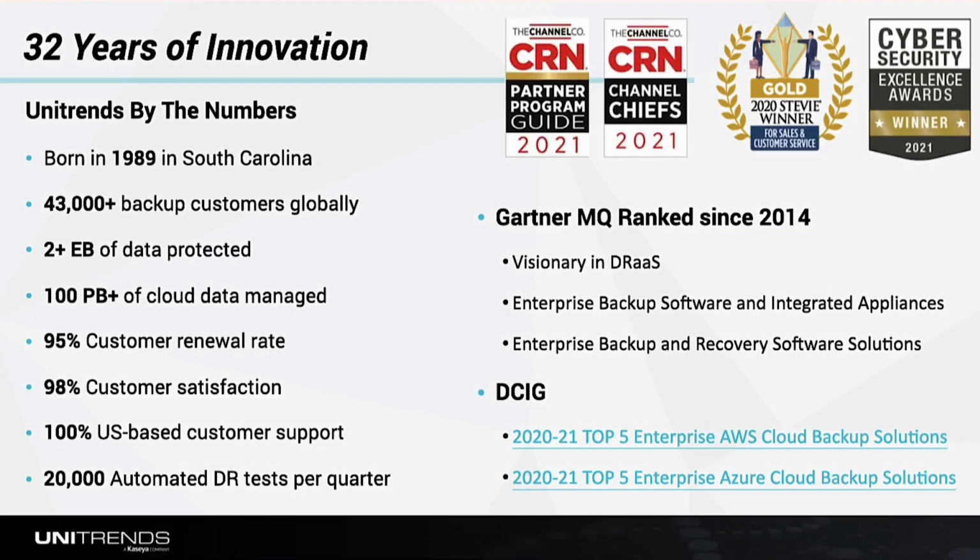At Unitrends, we're bringing more than 3 decades of experience in data protection and disaster recovery to help solve those challenges and more. We've been recognized by Gartner for enterprise backup since 2014 and for our cloud disaster recovery as a service since 2016. With our focus on cloud native today as a part of this Megacast, I'd encourage you to check out the 2 links on the bottom right. They link to our DCIG reports on AWS and Azure Enterprise Cloud Backups.